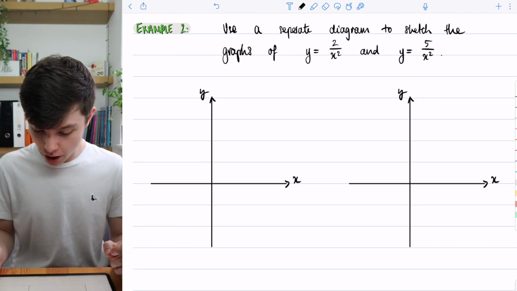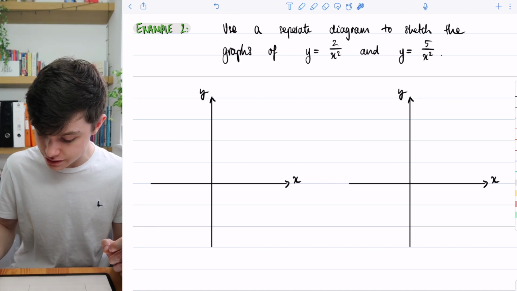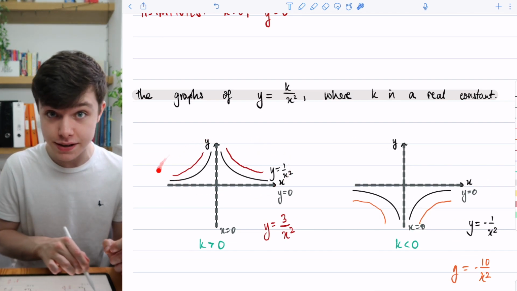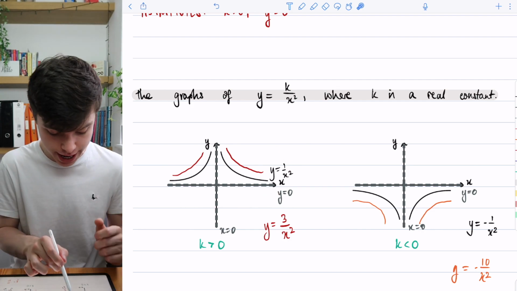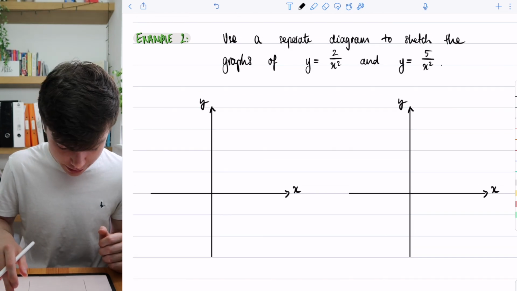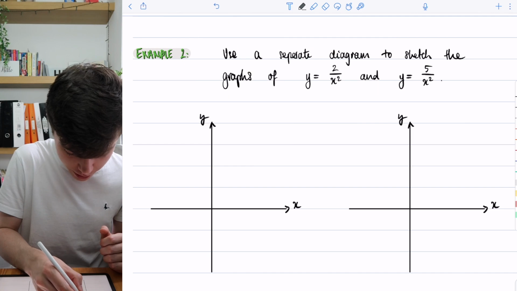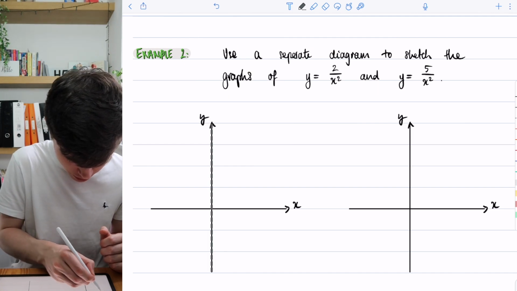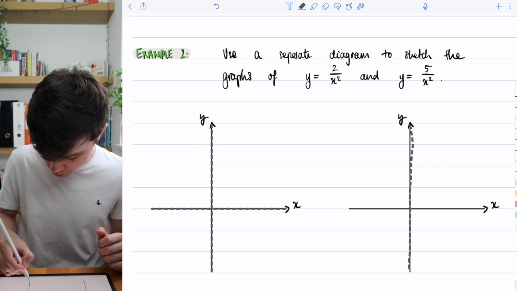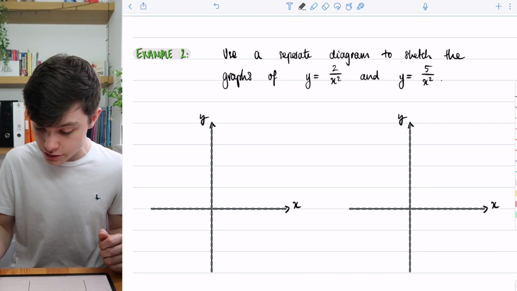Okay, let's sketch them on different graphs. We'll do 2 over x squared over here. It's going to have the same shape as this graph here because k is positive, k is 2 here, so it's positive, and it's going to look something like this. First of all, let's just quickly draw on our asymptotes. We cannot have y being equal to 0, and we can definitely not have x being equal to 0. And similarly here as well, while I've got the pen on, those are the asymptotes for 5 over x squared.